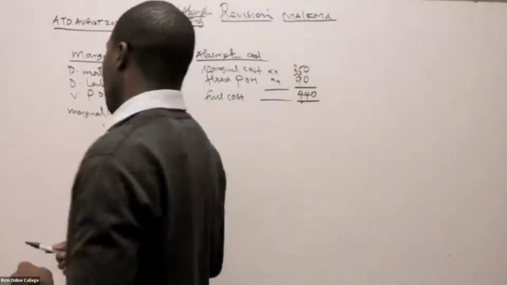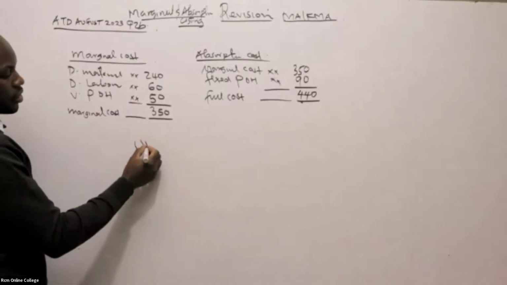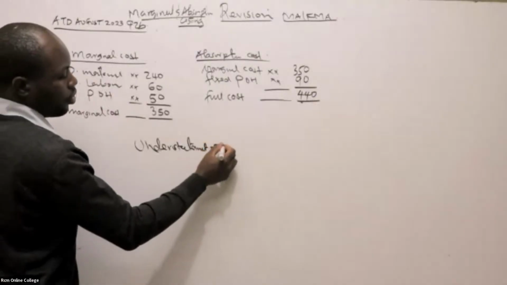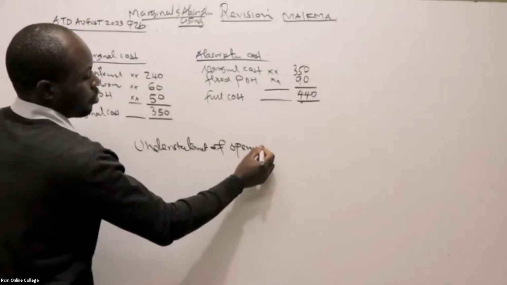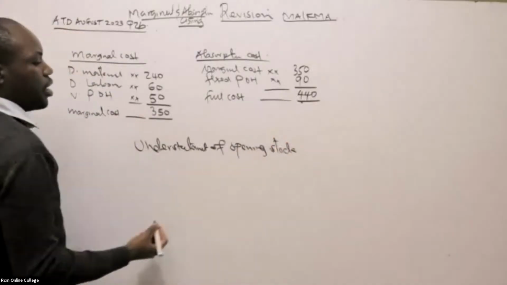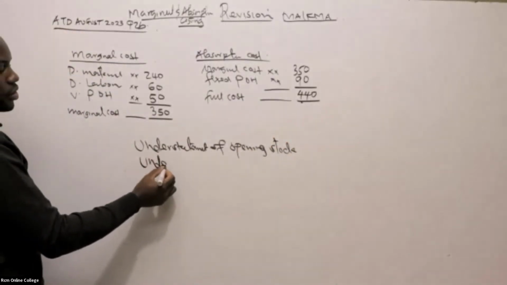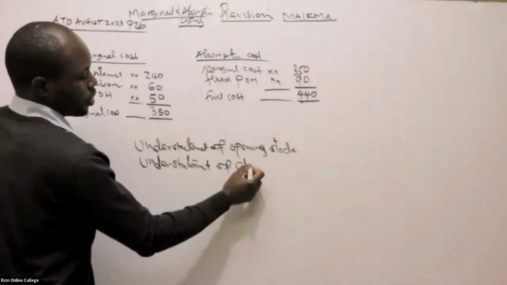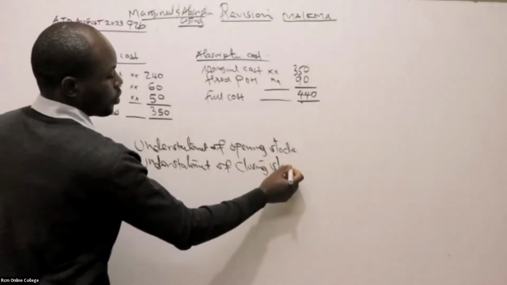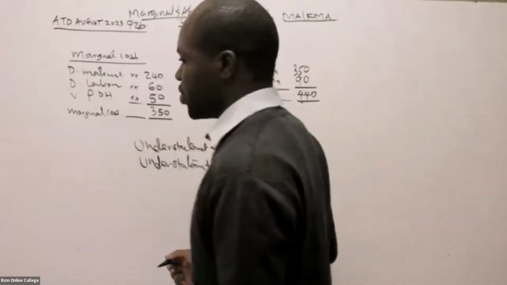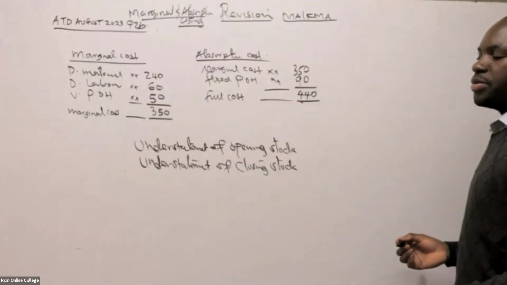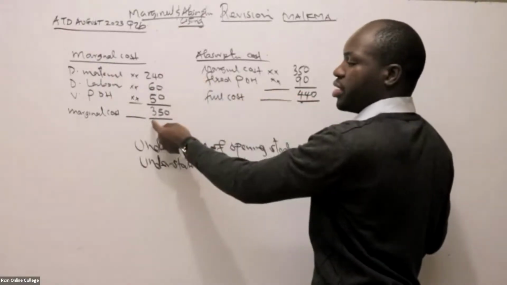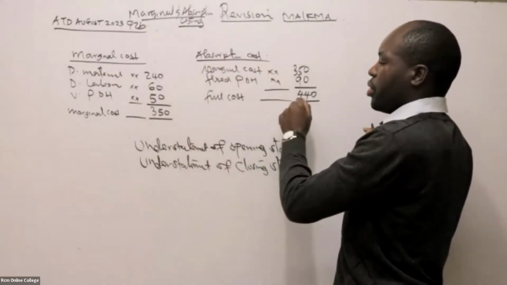Number one, we'll talk about understatement of opening stock, if there is any. Number two, it will lead to understatement of closing stock. Understatement of opening stock and also understatement of closing stock. Why the understatement? The understatement will come as a result of this difference. In marginal costing, we are having 350. In absorption costing, we are having 440.